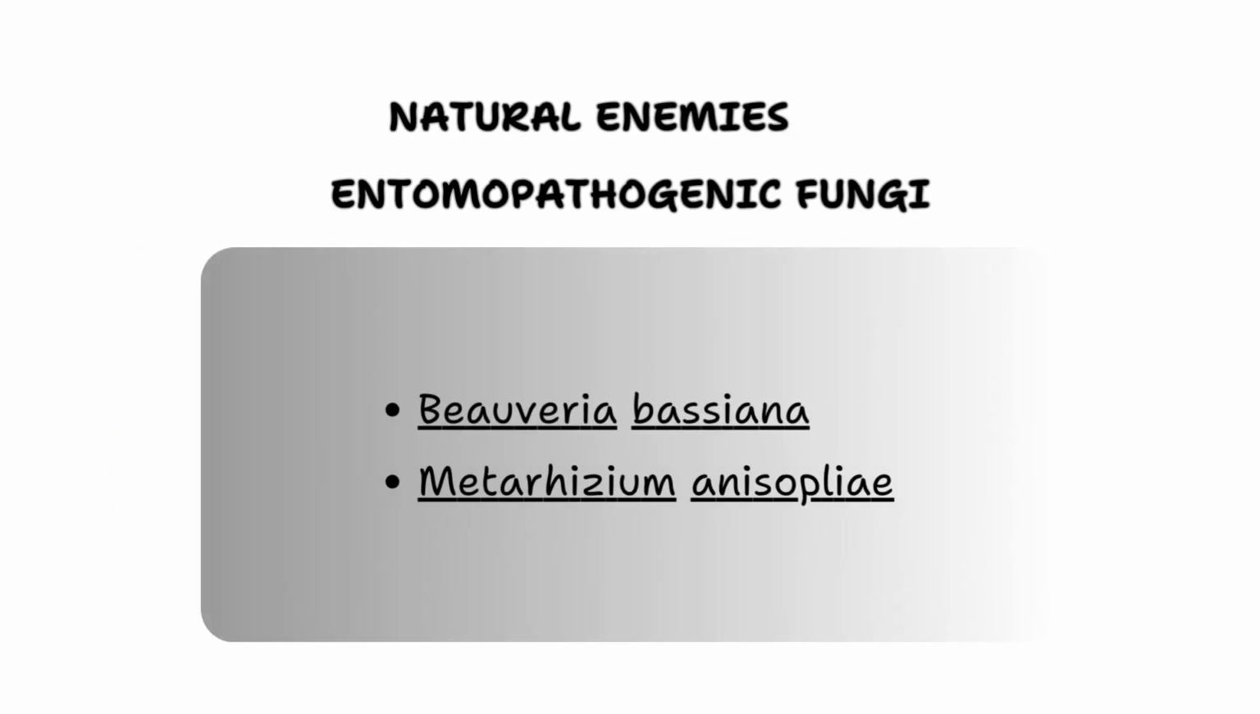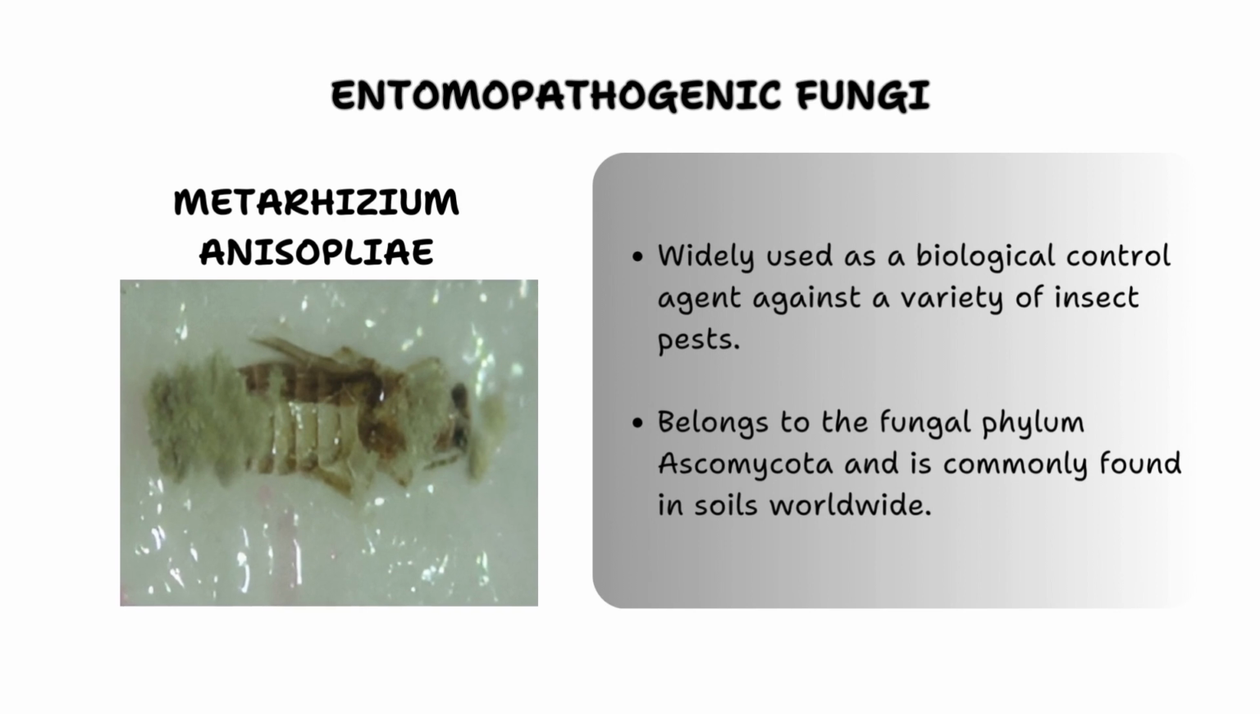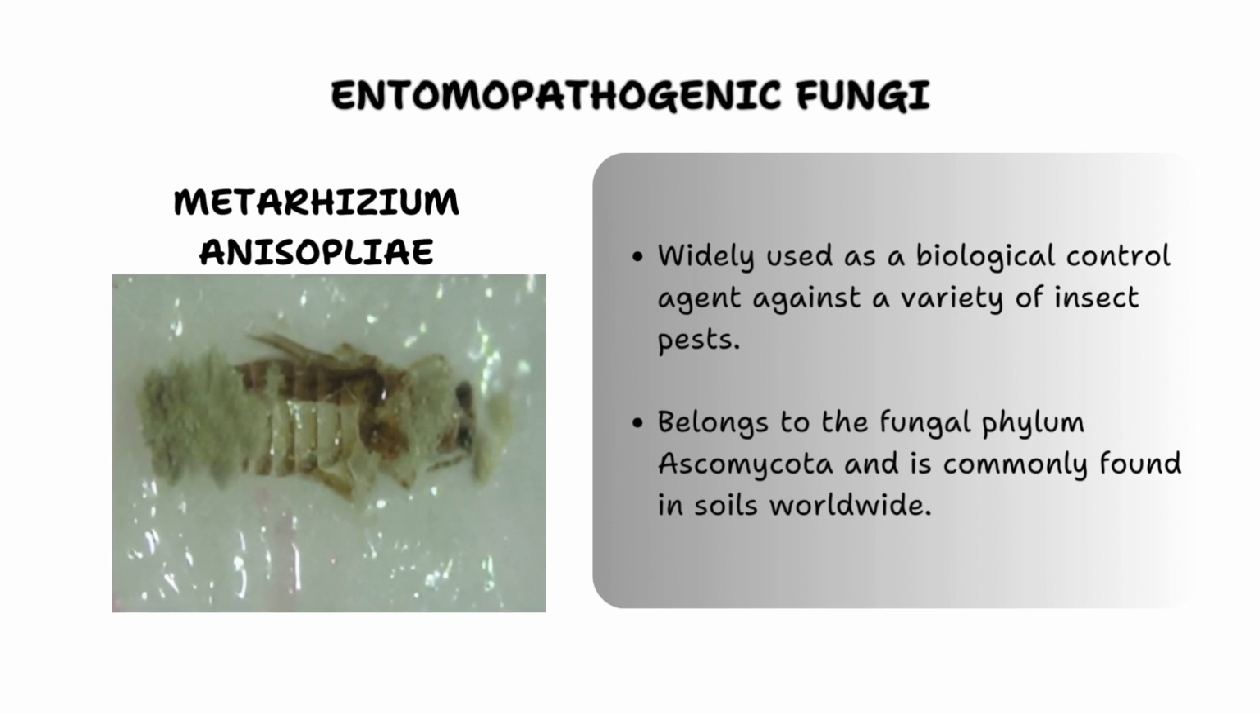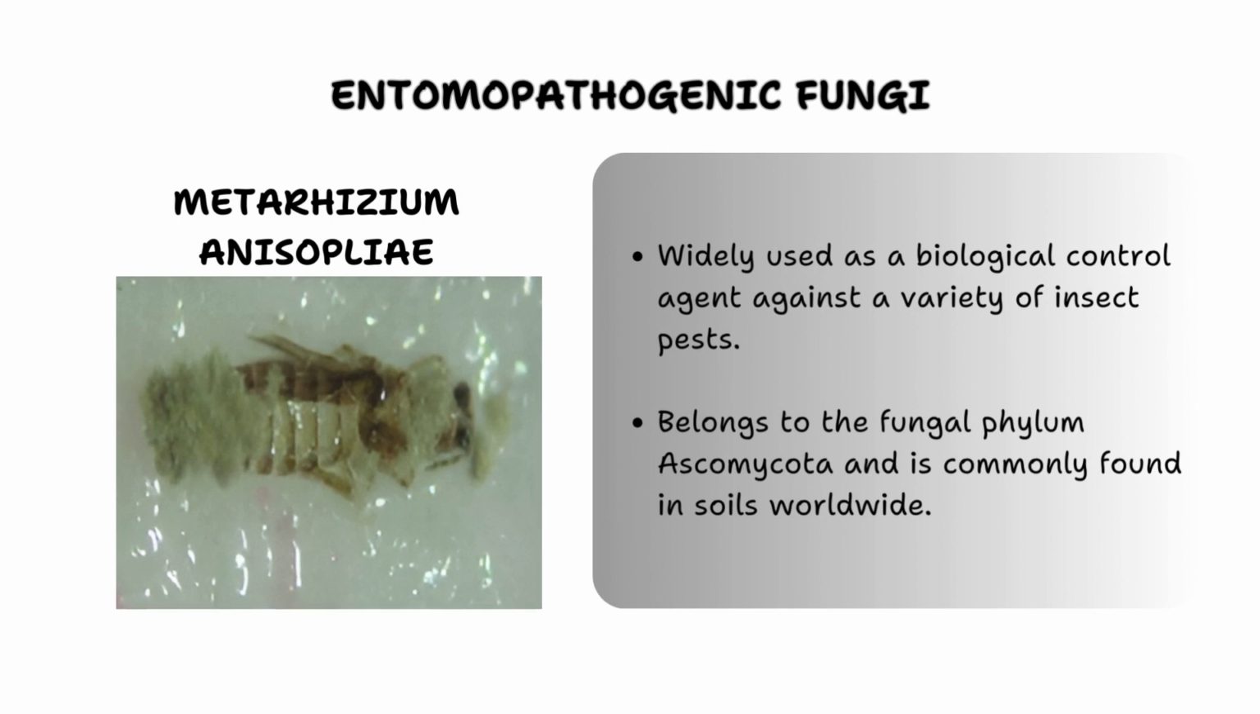And finally, we can control thrips by the use of natural enemies. Now, under natural enemies, we have the first category, which is entomopathogenic fungi. And under this category, we have two entomopathogenic fungi that are commercially available. That is Beauveria bassiana, and we also have Metarhizium anisopliae. Metarhizium anisopliae is a species of entomopathogenic fungus that naturally occurs in soils and infects a wide range of insects. It is widely used as a biological control agent against various insect pests in agriculture, forestry, and even public health.